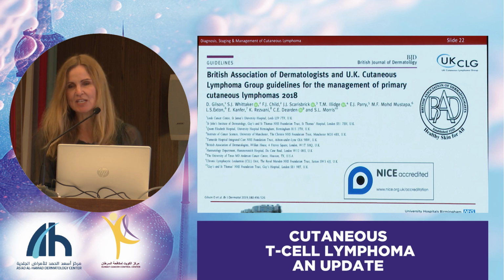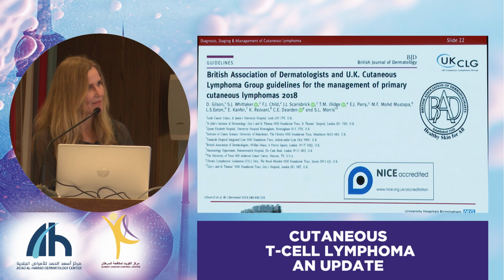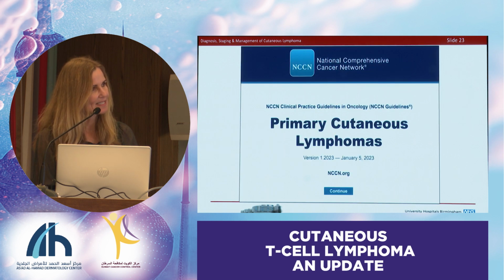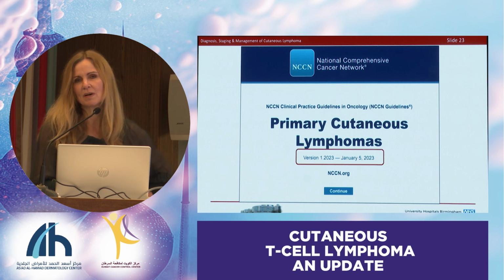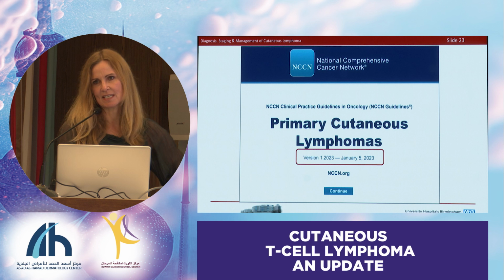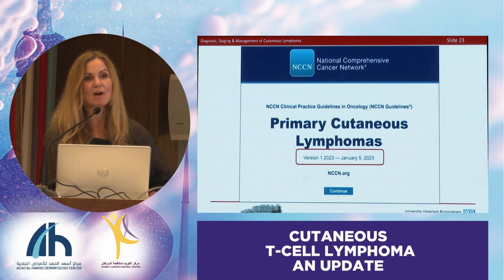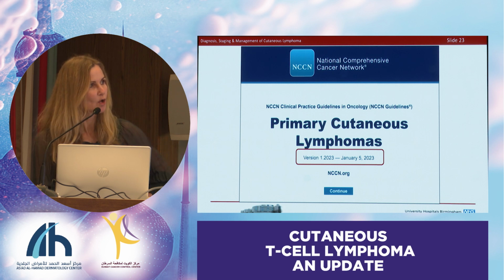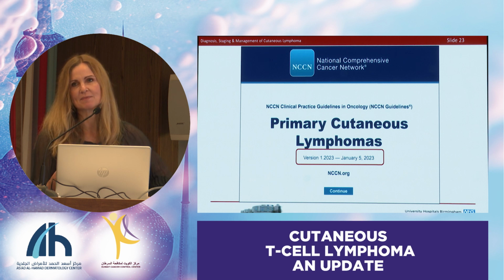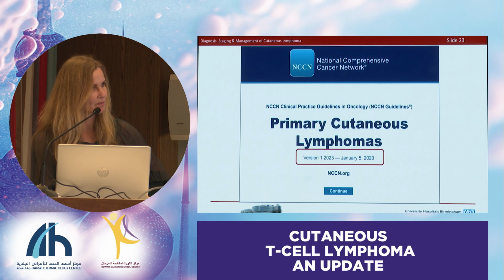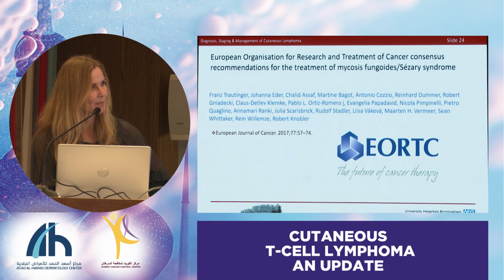So how do you treat patients? Well, you go to our guidelines. We have UK guidelines published in the BAD. The NCCN guidelines I'm particularly fond of because they are rewritten every 6 months. So unlike our guidelines, which rapidly become out of date, these are online and they're up to date. Unfortunately, we don't all have as many drugs as they do in the US, but still it's very helpful. And these are our European guidelines in the European Journal of Cancer.